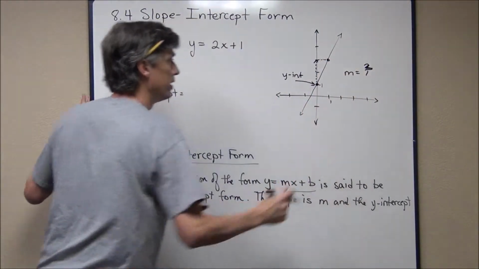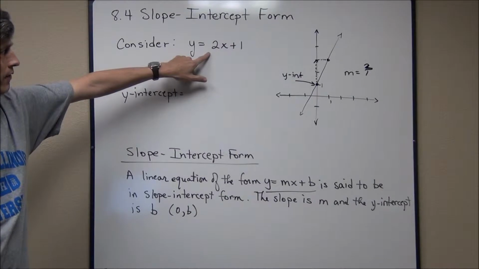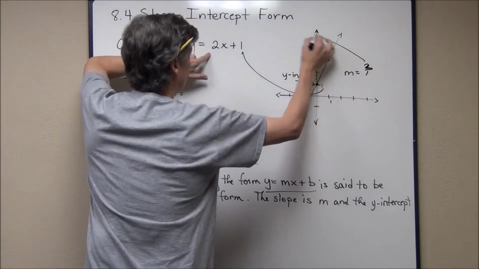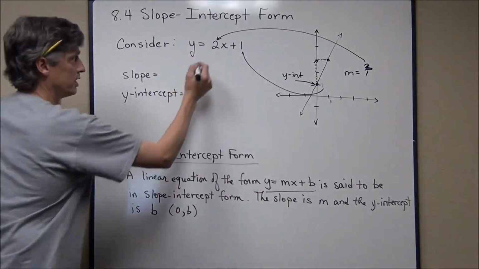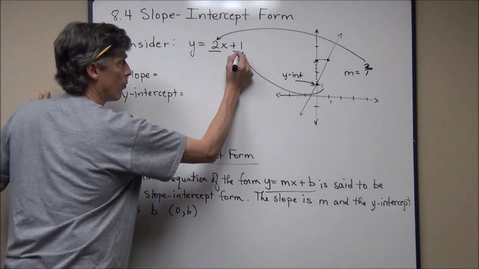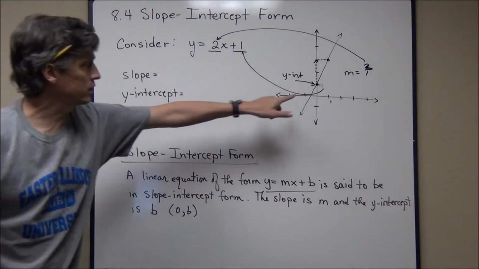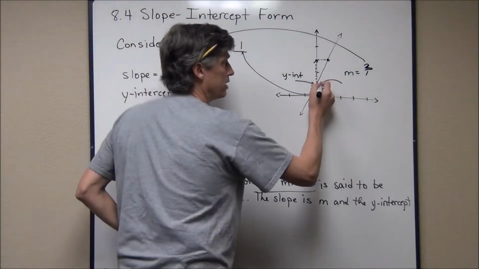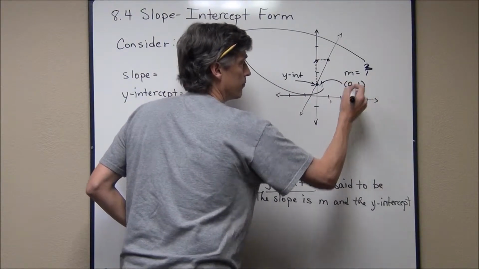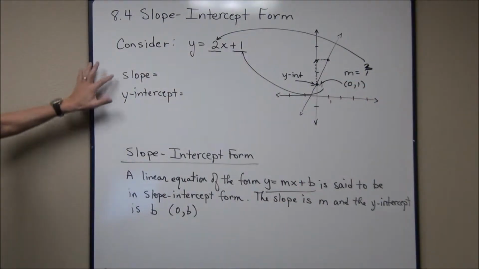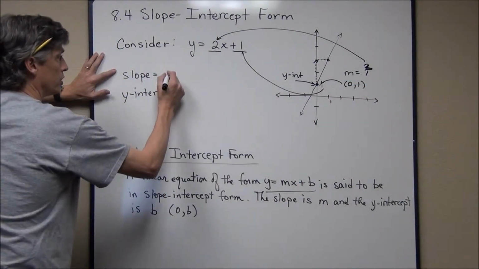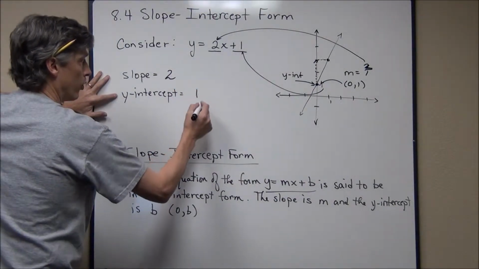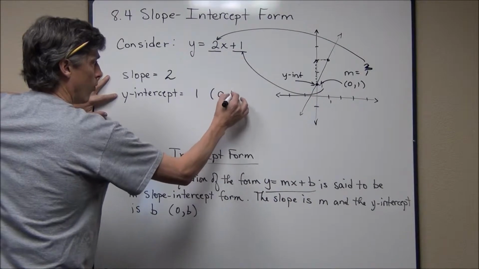That's a 2 there. And look at the equation that I have here. I want you to look at the 1 here and the 2 here. This is the slope, and this is the y value of the y-intercept. It crosses the y-axis right here at the 1. This point is 0, 1. That's the y-intercept. So I can say that my slope here is 2, and that my y-intercept here is 1, or better yet, is 0, 1.